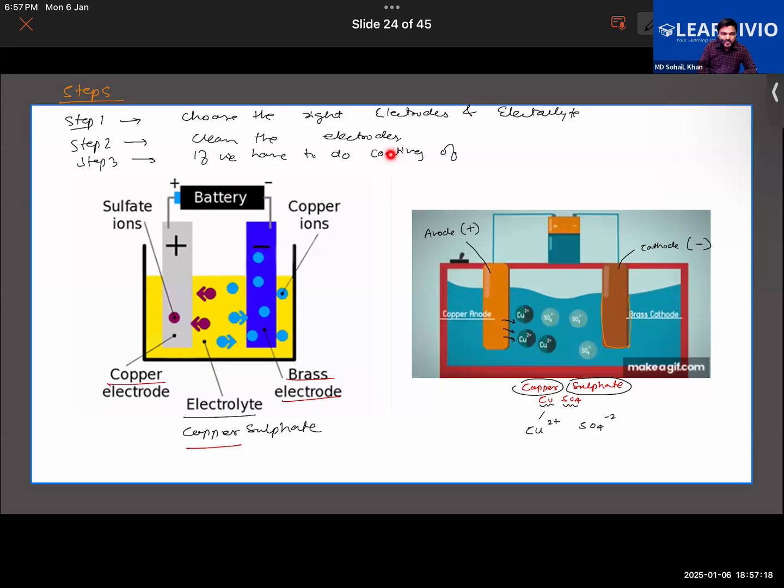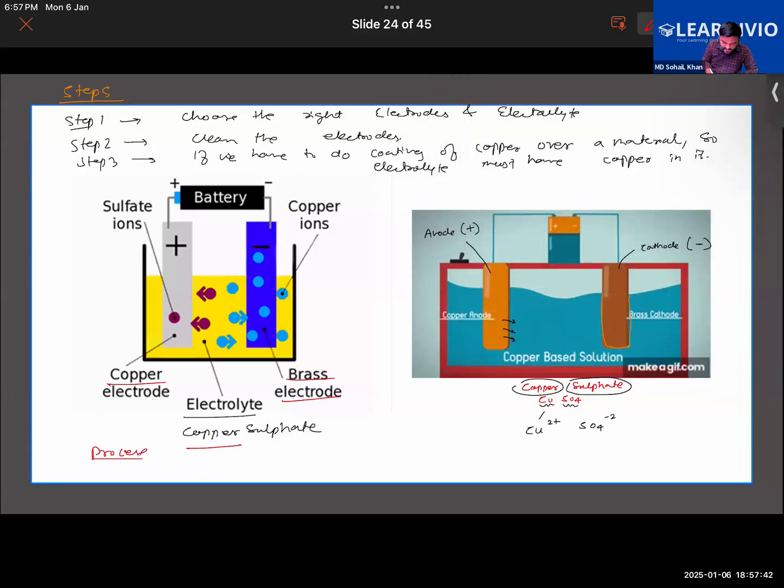So if we have to do coating of copper over a material, the electrolyte must have copper in it. That is one thing. Now the process is such that when electricity starts to flow through it, the electrolyte splits into cations and anions.